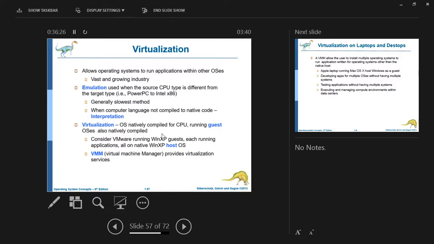Consider VMware running a WinXP guest, each running applications, all on a native WinXP host. You can run the applications on your host OS and at the same time run on the guest OS. You can run both the virtual machine and your physical machine, and allow the tasks to be shared among them, letting the different OSs run at the same time to increase the throughput. The Virtual Machine Manager provides the virtualization services.